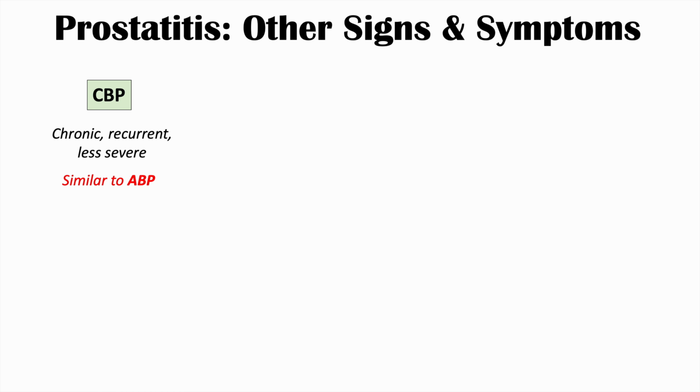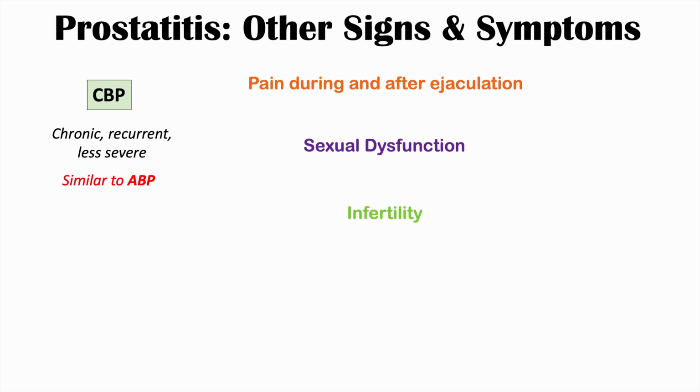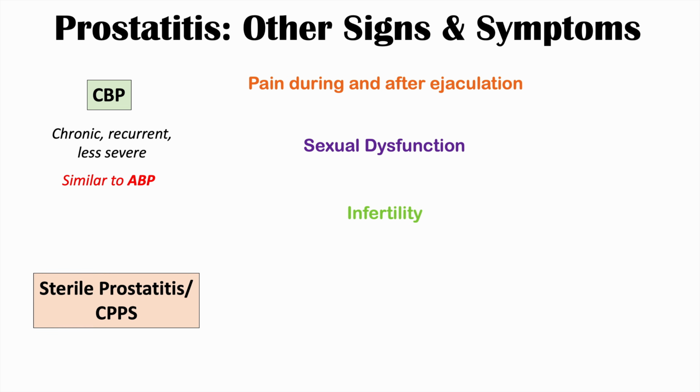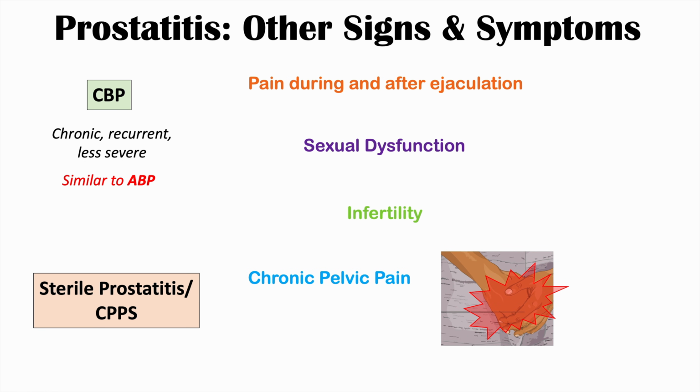Now, chronic bacterial prostatitis is going to have some additional signs and symptoms. These include pain during and after ejaculation, sexual dysfunction, and then subsequently it's going to lead to infertility. So in addition to a milder form of acute bacterial prostatitis, chronic bacterial prostatitis is going to have these additional signs and symptoms as well. And then type 3 prostatitis is that sterile prostatitis or chronic pelvic pain syndrome. It's going to have the same symptoms we just mentioned with chronic bacterial prostatitis, but it's going to have chronic pelvic pain. And that chronic pelvic pain is going to more specifically affect the penis, scrotum, and perineal areas.